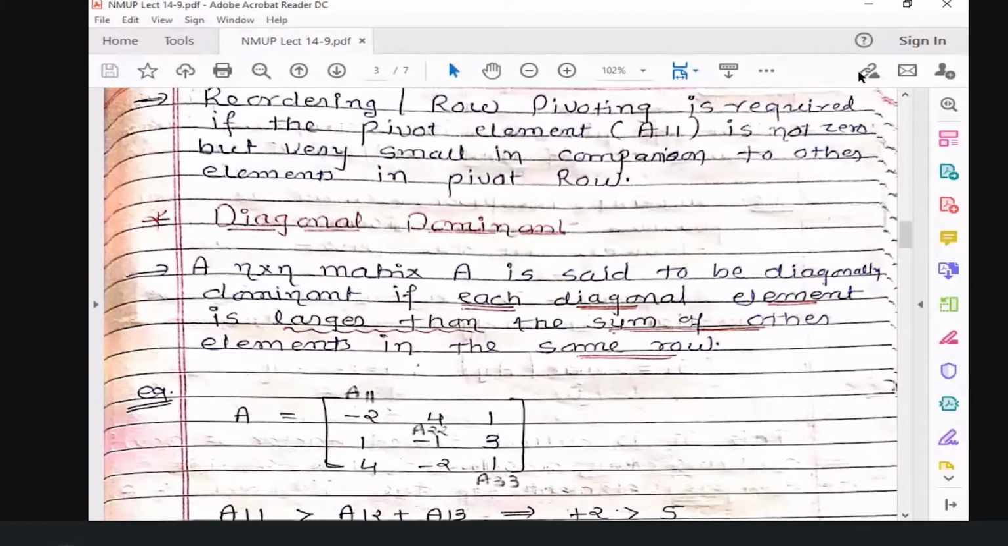Now we have to compare whether it is larger than the sum of the other elements in the same row. Suppose we consider the first row. In the first row, the remaining two values are 4 and 1. So it should be greater than 4 plus 1, that is 5. In the same way, in the second row, we have 1, -1 and 3. Three values are there. My diagonal value is -1. So what do I have to do? I have to check this -1.